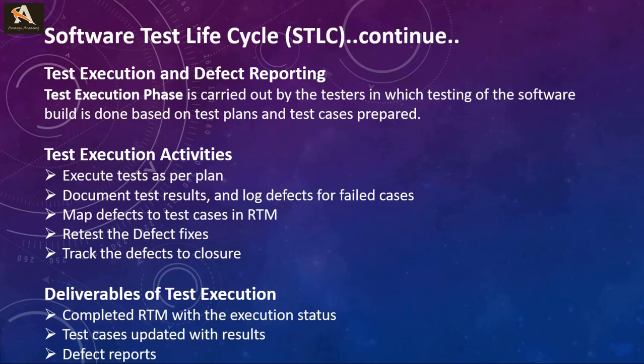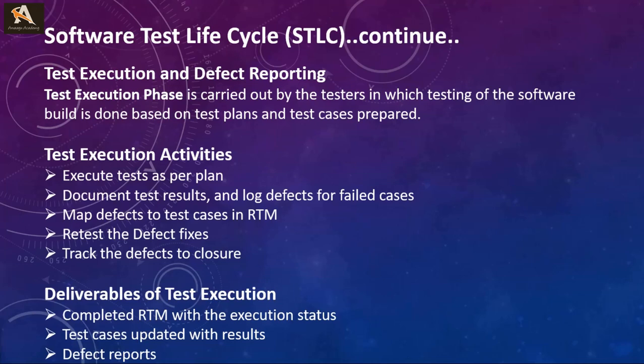Test environment setup activities. Understand the required architecture environment and prepare hardware and software requirement list for the test environment. Set up test environment and test data. Perform smoke test on the build. Deliverables from test environment setup: environment ready with test data setup, smoke test results, etc. Then it comes to test execution and defect reporting.